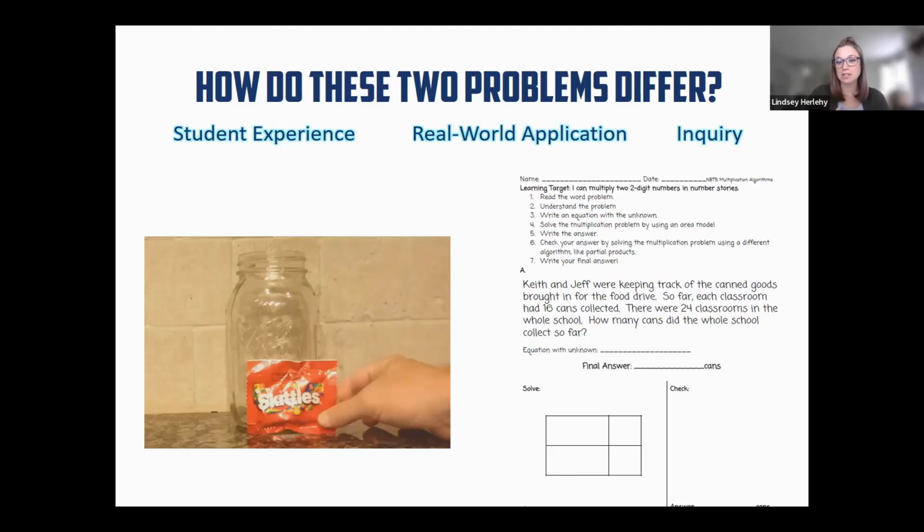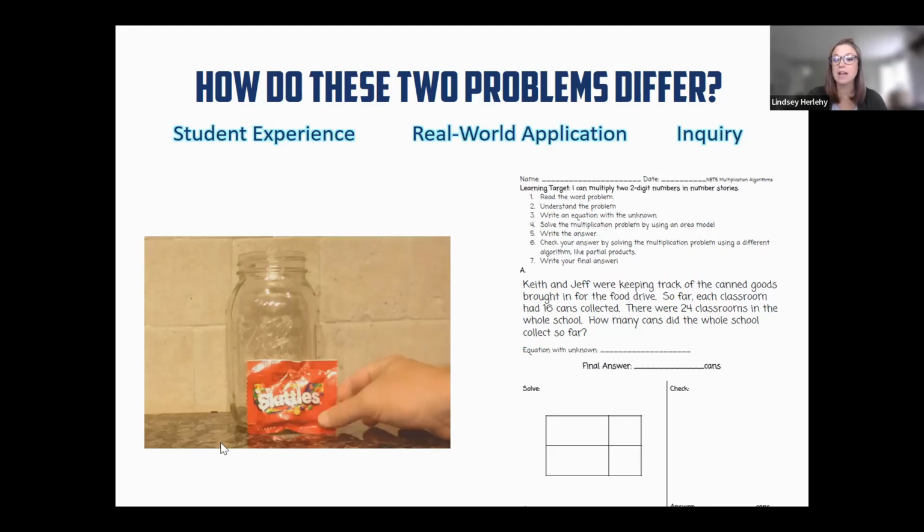So first, I'm going to ask you to think about how does this differ for this student? What is different that the student is experiencing in the 3-act math task versus what they would do through the worksheet or through the textbook? And you can go ahead and throw that into the chat, or feel free to unmute yourself as well. I'm not worried about everybody talking over themselves.